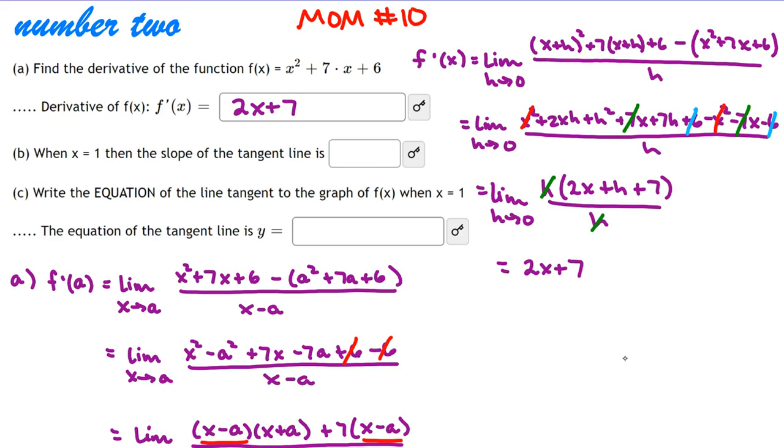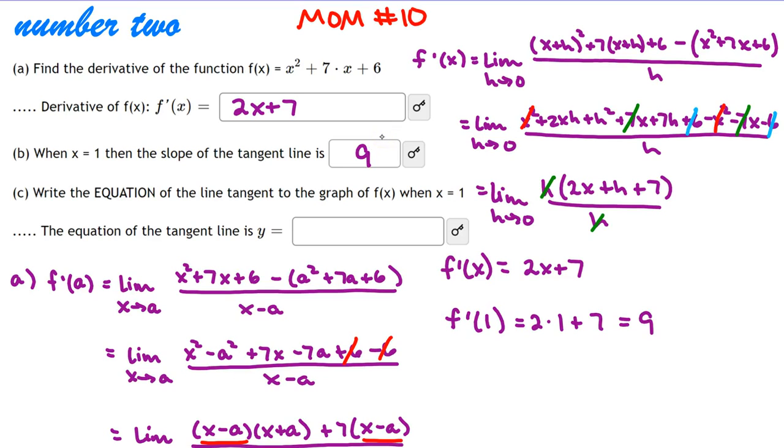Okay, moving on to part B. When x equals 1, then the slope of the tangent line is blank. Okay, remember that f prime of x is the slope of the tangent line. So let's find f prime of 1 by putting 1 in there, and we get 9. So our answer would be 9.